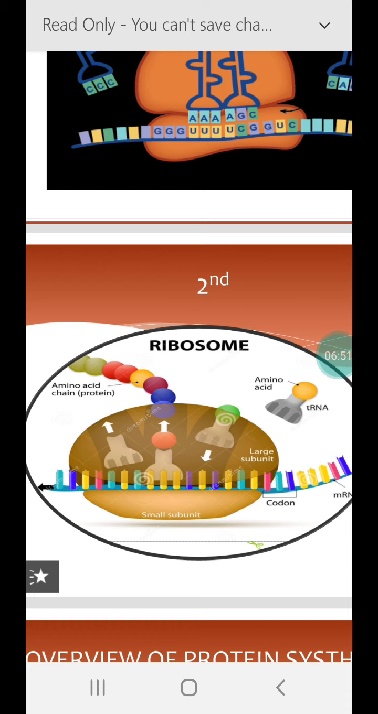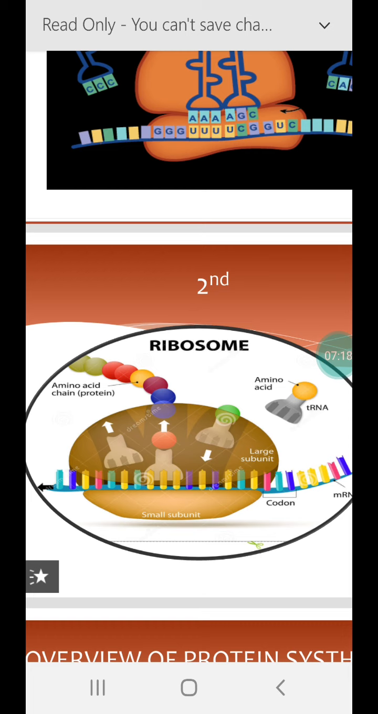So each tRNA complex binds a specific amino acid, and due to complementary nature of anticodons and codons, the amino acids are placed in their proper position. And again the elongation activity also involves elongation factors.